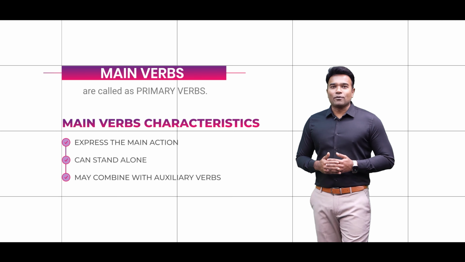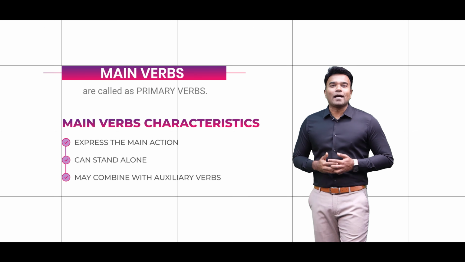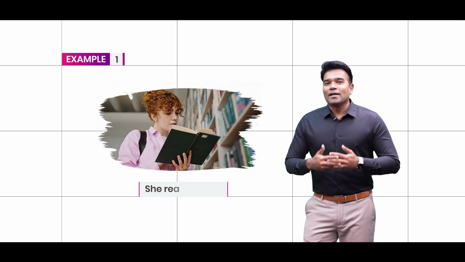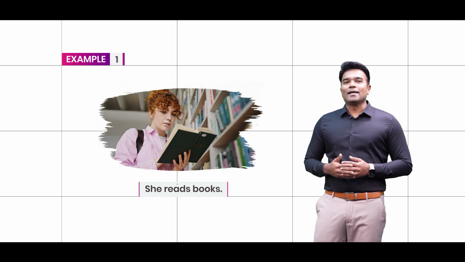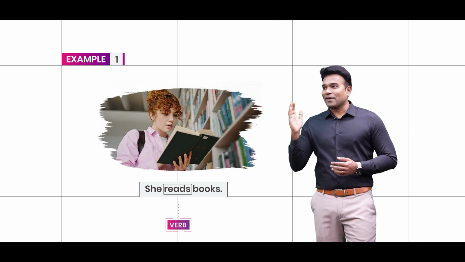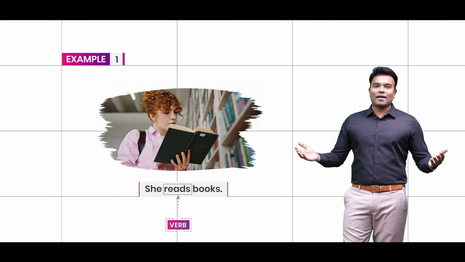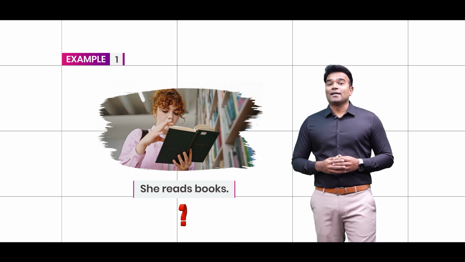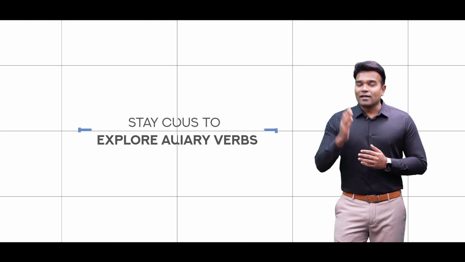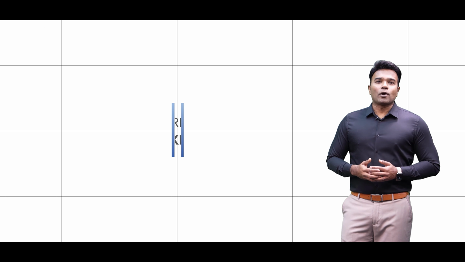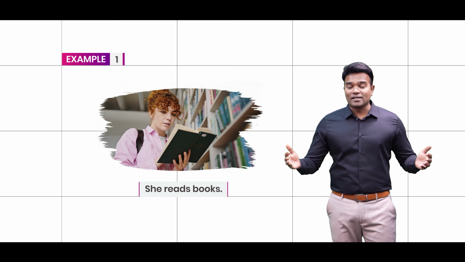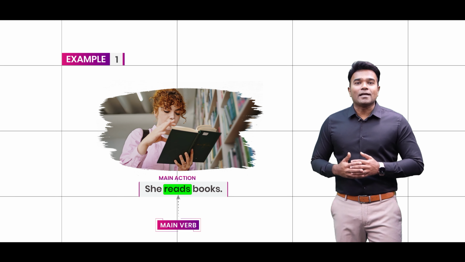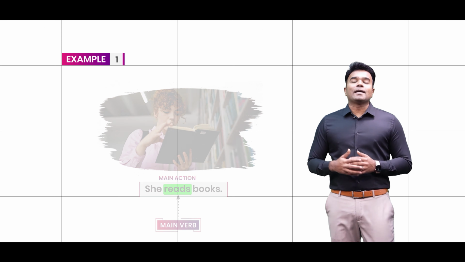So let me give you a few example sentences to clarify what the main verbs are. Have a look at this example. She reads books. Here, reads happens to be the primary or the fundamental action that is happening, and hence we categorize reads as the main verb. But then what really is the auxiliary verb in this sentence? As I have told you, I shall be speaking about the auxiliary verbs moving forward, but I'm sure at this point in time you can understand that reads, being the dominant action, happens to be the main verb in this sentence.